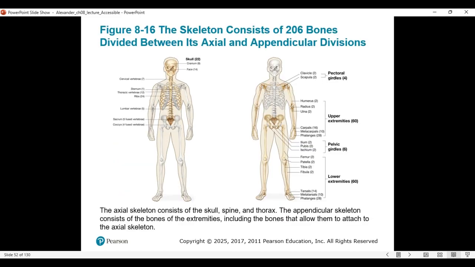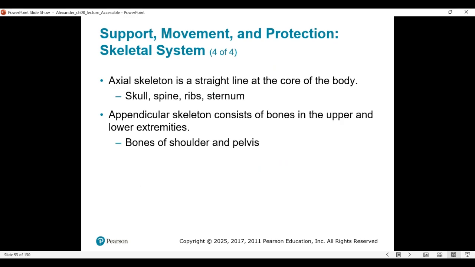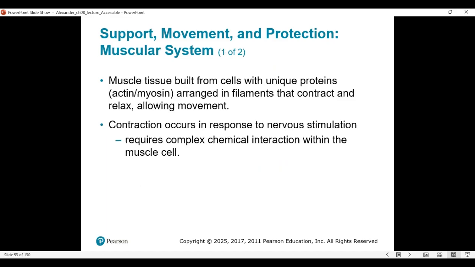Here's a nice picture of both your axial and appendicular skeletal system. Remember, the axial is your skull, your thoracic cavity, your spinal column, and your appendicular is pretty much your extremities and how they attach to the body, like your shoulder and pelvic girdles. Straight line, right? Skull, spine, ribs, sternum. This is your axial skeleton. And the appendicular skeleton is your extremities, both upper and lower, and the bones of the shoulder and pelvis.